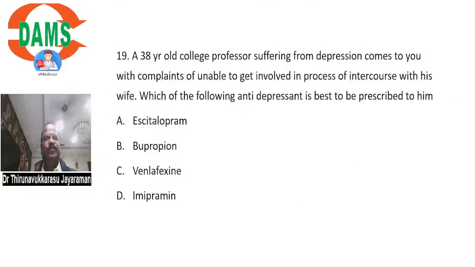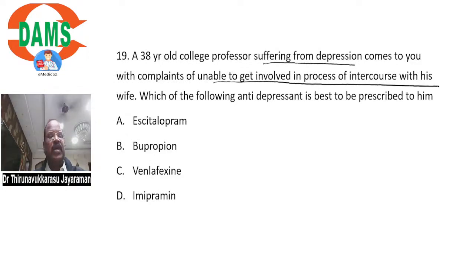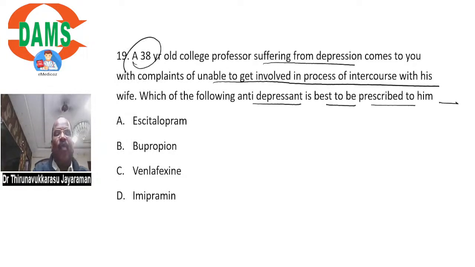So, new point. Next, a 30-year-old college professor suffering from depression comes to you with the complaint of being unable to get involved in the process of intercourse with his wife. Which of the following antidepressants is best to be prescribed for him? See, most of the antidepressants cause sexual side effects. So for this gentleman, what do you want to use? Options are escitalopram, bupropion, venlafaxine, imipramine.